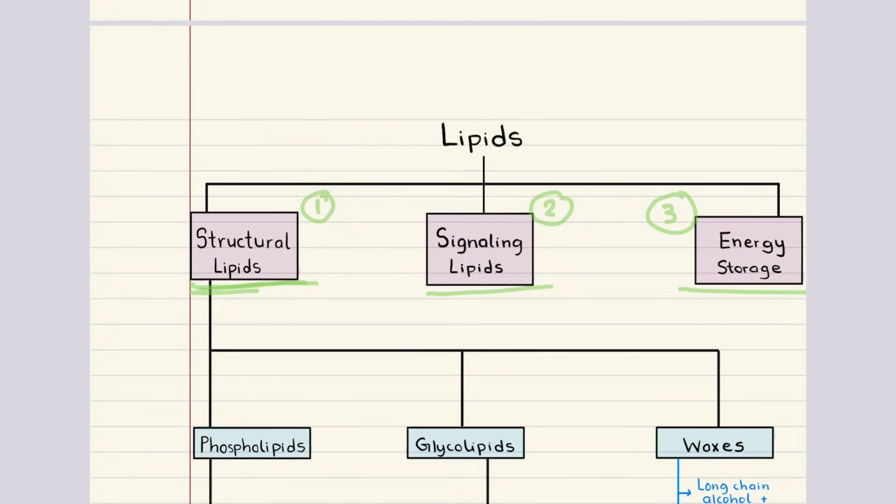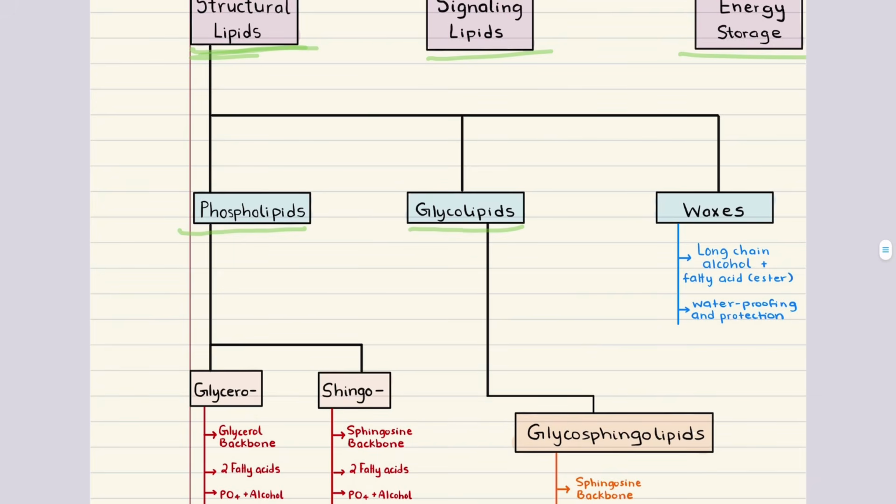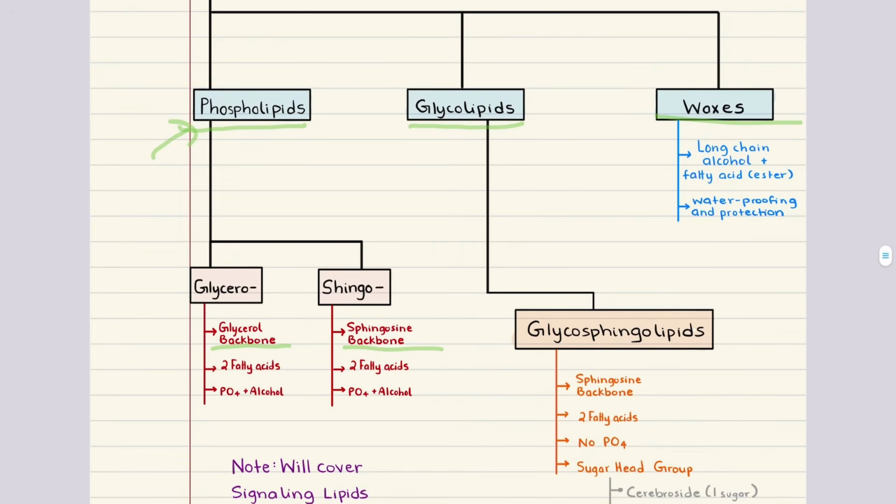Now, under structural lipids, we've learned about phospholipids, glycolipids, and waxes. Phospholipids can have either a glycerol backbone or a sphingosine backbone. If the backbone is glycerol, we call them glycerophospholipids, and they contain 2 fatty acids and a phosphate plus an alcohol head group. If the backbone is sphingosine, we call them sphingophospholipids, and they also contain a phosphate head group and an alcohol, and of course, 2 fatty acid chains.